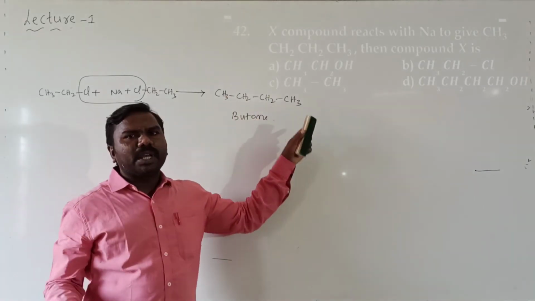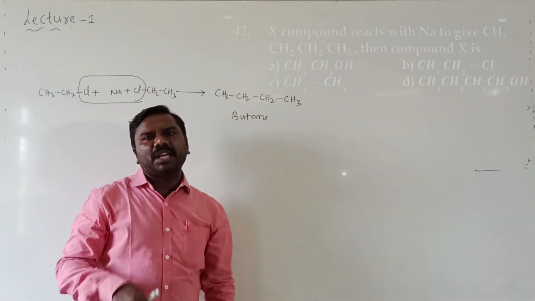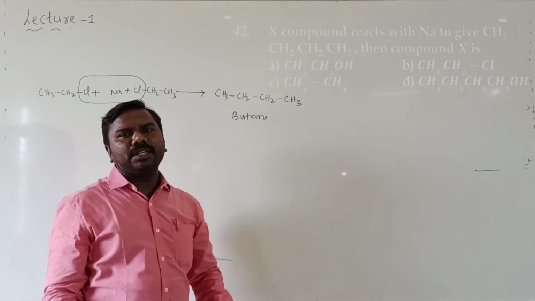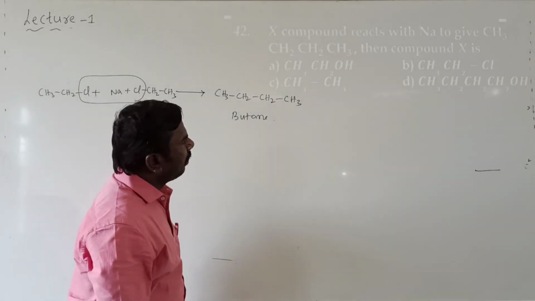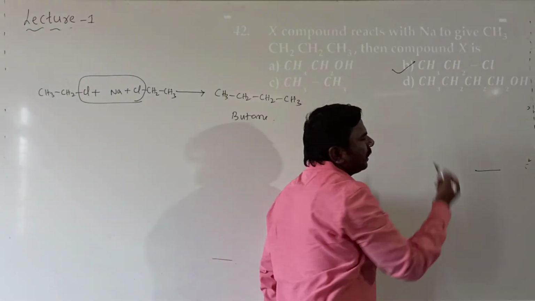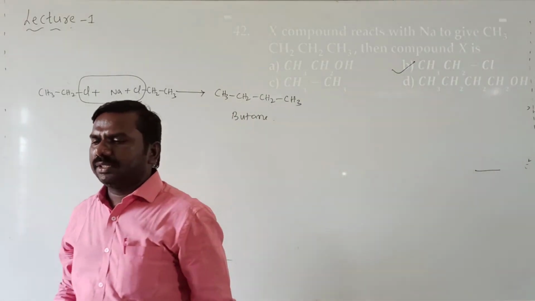To get butane, I should take 2 moles of ethyl chloride. To get hexane, 2 moles of propyl chloride. Double the number of carbon atoms. Ethyl chloride, the answer will be the second option. Next.